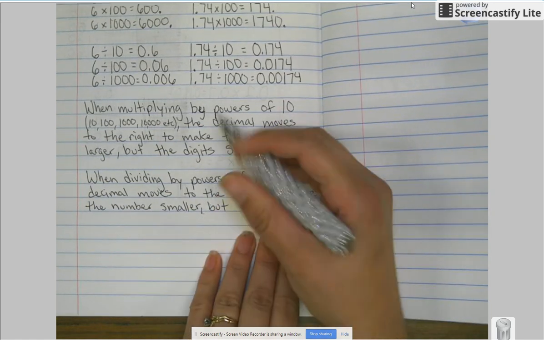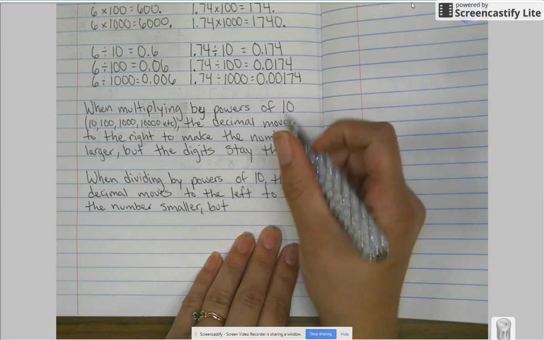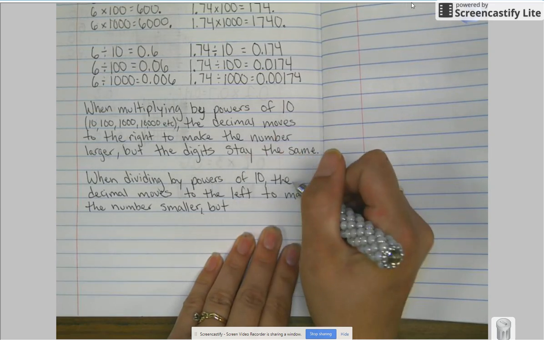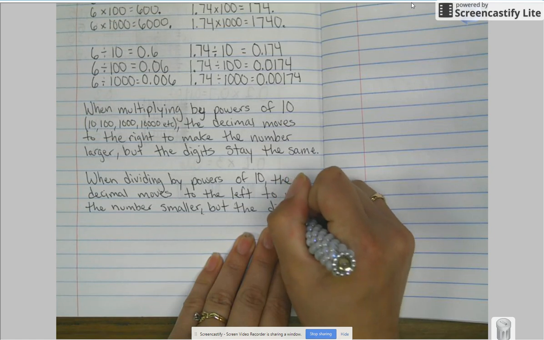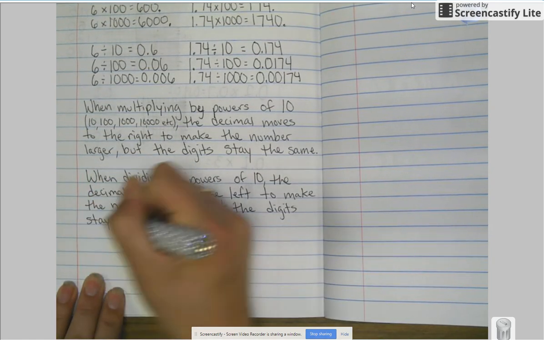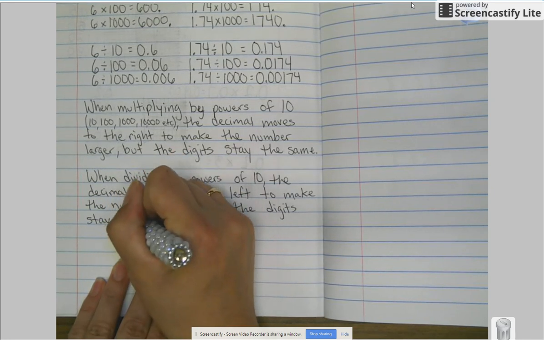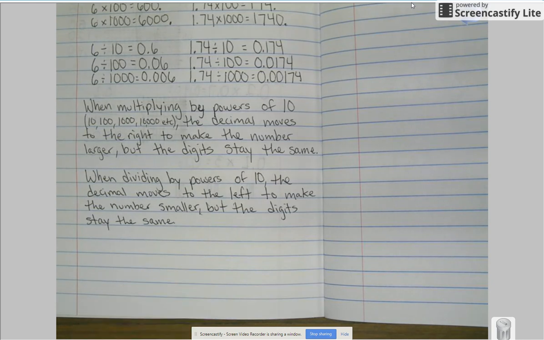That's why we love multiplying by tens, hundreds, and thousands. It's super easy for us to do in our head. So, but the digits stay the same. Okay, that will help us out for tomorrow's lesson.